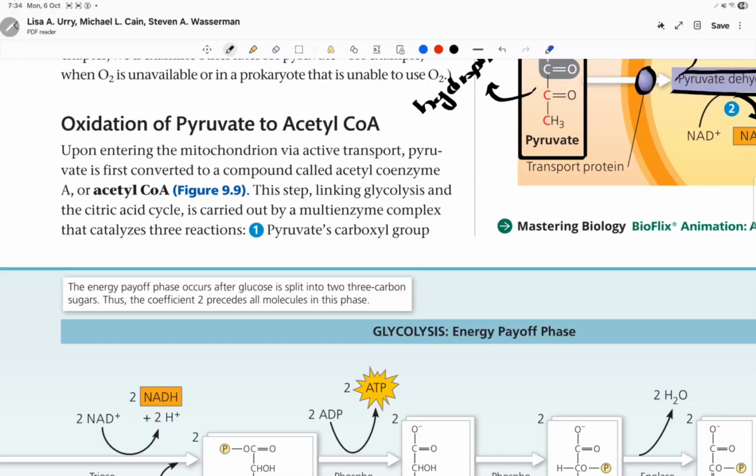At this point, we know that the word oxidation means breaking something down. Breaking pyruvate down to acetyl-CoA is going to be very important to enter into the Krebs cycle.